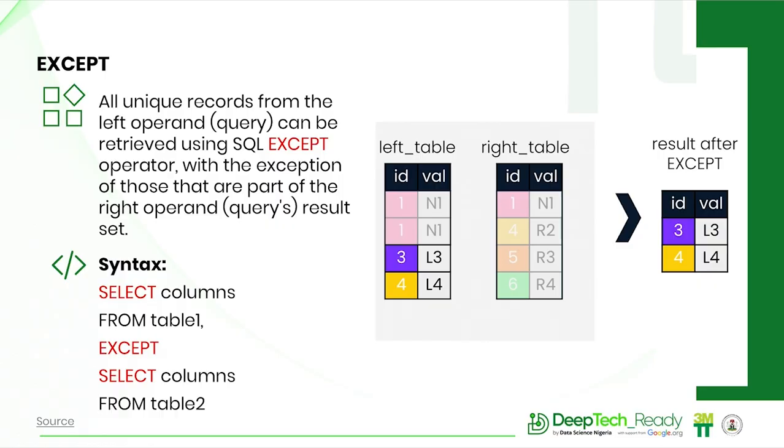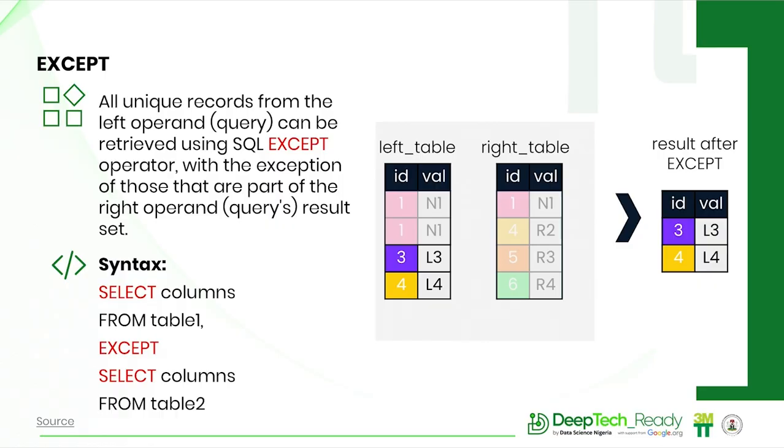The EXCEPT picks the left operand. So you can see where there are duplicates, where a row exists in the right table, it excludes that. You can see ID 1 is in our left table, and we also have ID 1 in our right table. That is why we excluded the first row. We also have ID 1 in the second row, which also exists in the right table. That is why we also ignore that.